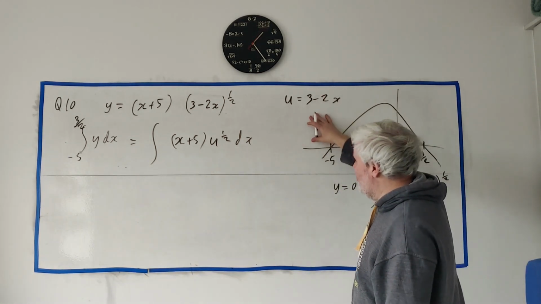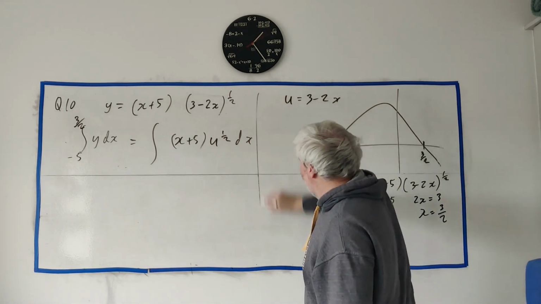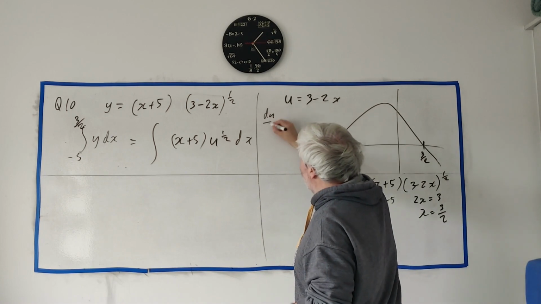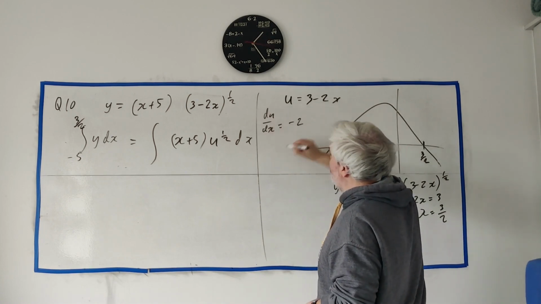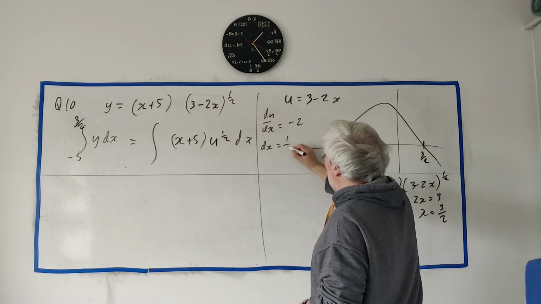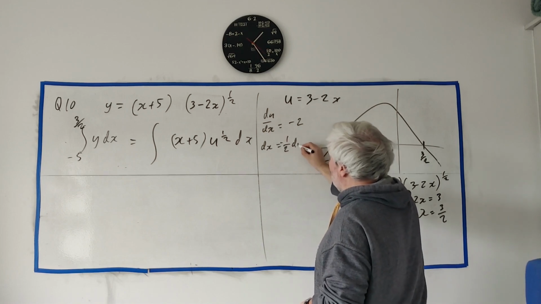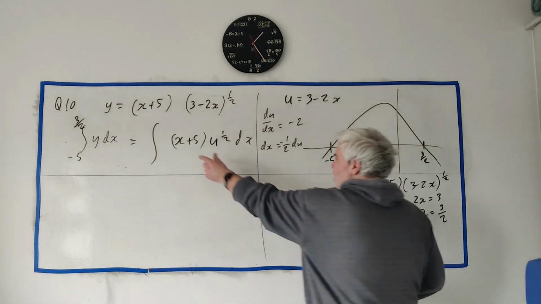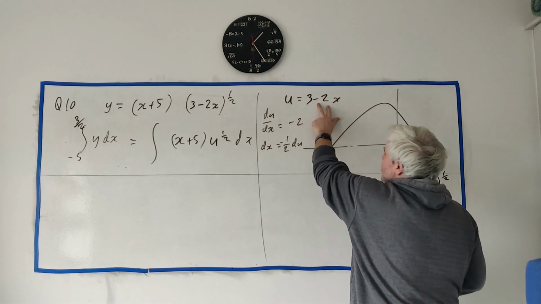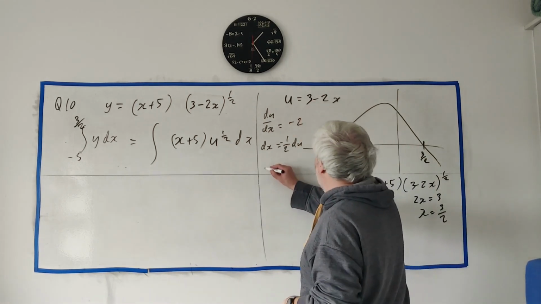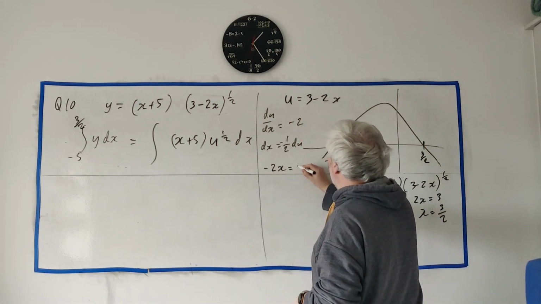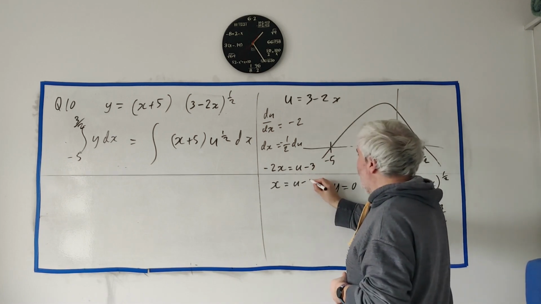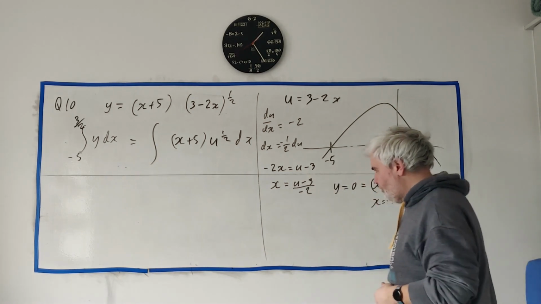So let's do what we always do with substitution. u is equal to that. Let's find what du dx is. That's equal to minus 2. That means dx will equal minus 1 over 2 du. So that's fine, we can get rid of dx and put in a du, that's easy. How do we get rid of this? Let's just play around with this. Instead of that, minus 2x is equal to u minus 3, so x is equal to u minus 3 over minus 2.